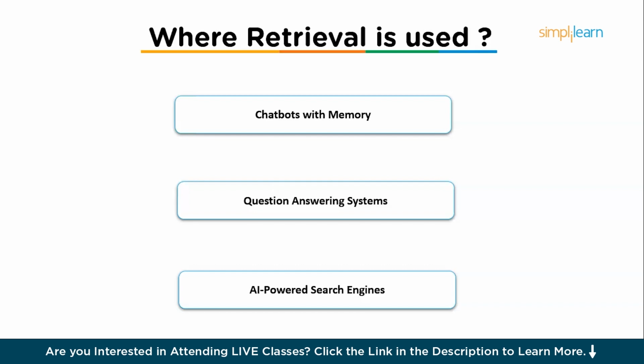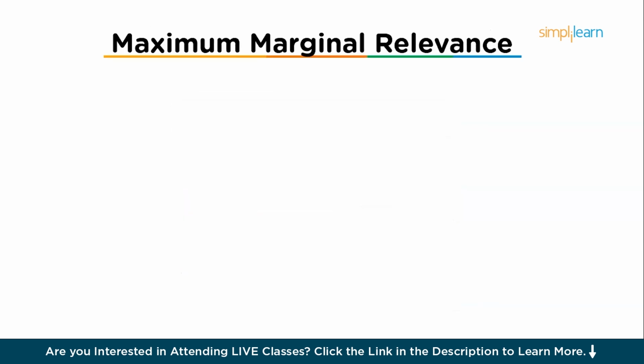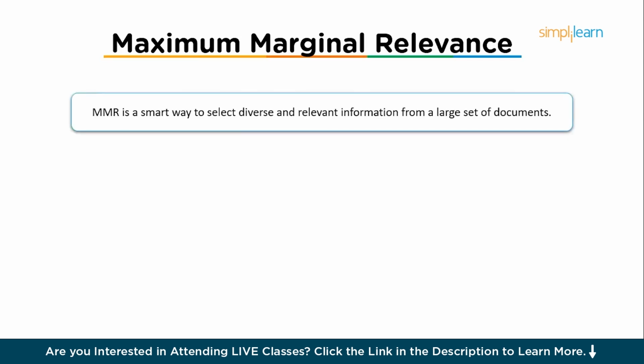Now moving on, the techniques we will be talking about are new to the market. The first one is maximum marginal relevance. MMR is a smart way to select diverse and relevant information from a large set of documents. Instead of just picking the most similar results, it balances relevance and diversity, ensuring that the retrieved results are not too repetitive. MMR is used in retrieval augmented generation, that is RAG, to improve search results by selecting both relevant and diverse documents.